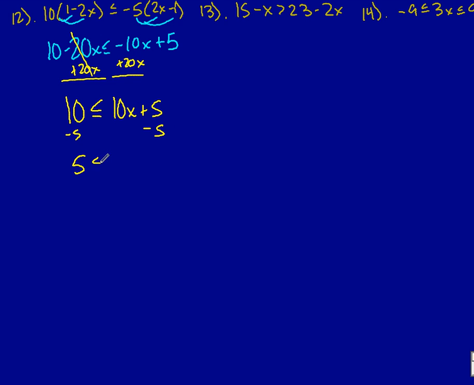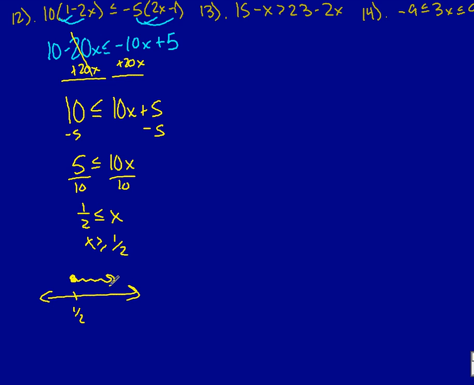So 5 is less than or equal to 10x. Now I'll divide everything by 10 to get 1/2 is less than or equal to x. I'll flip that around. X is greater than or equal to 1/2. So here's my number line. There's 1/2. Filled in, going to the right because it's greater than.